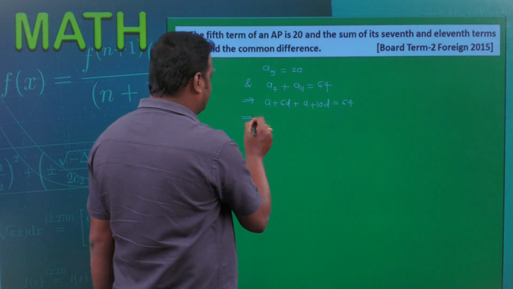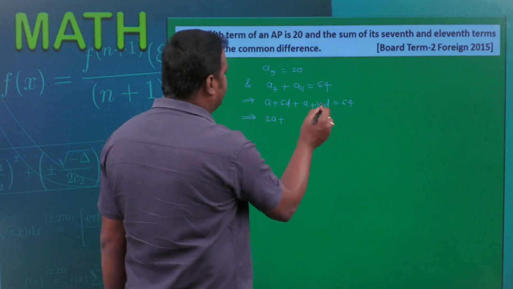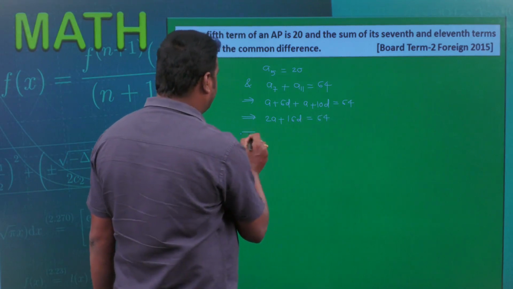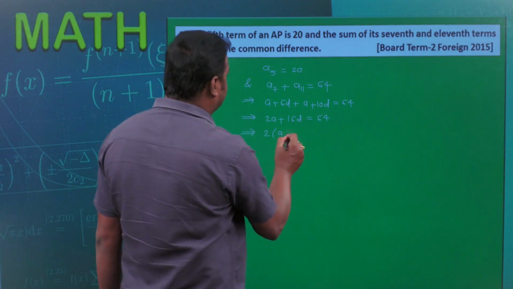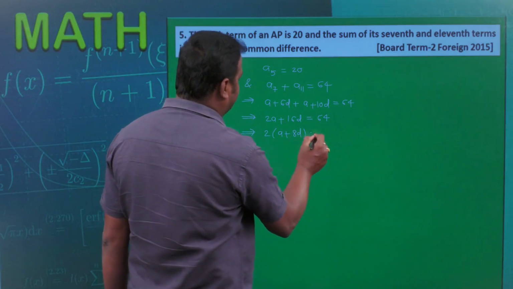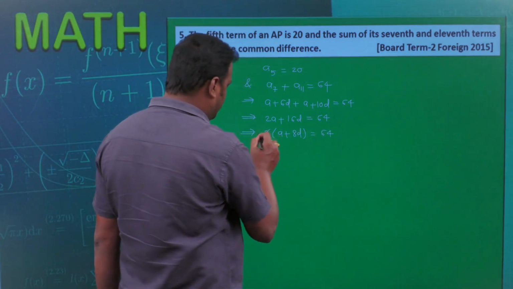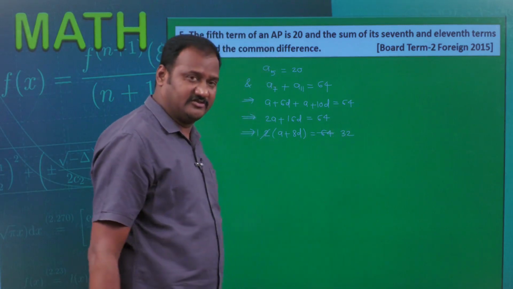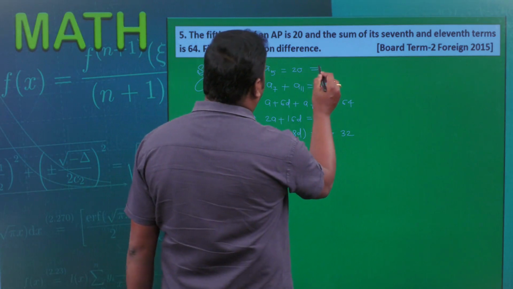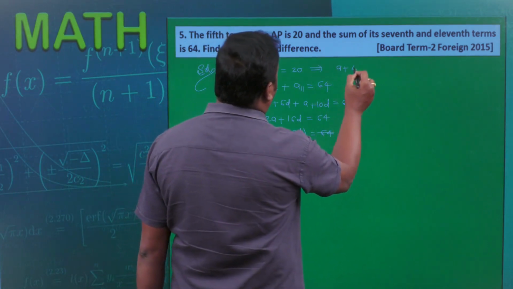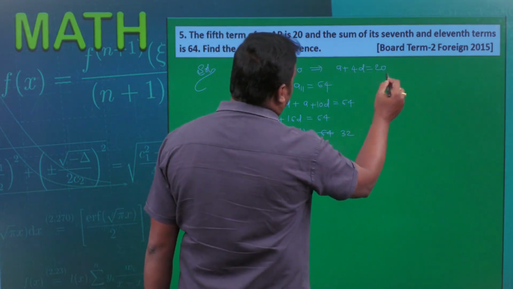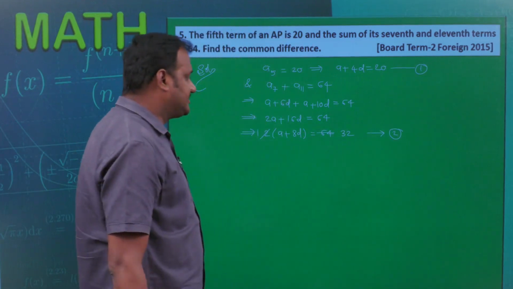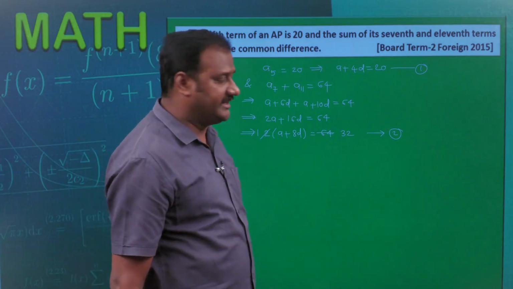a plus a is equal to 2a, plus 6d plus 10d is 16d, is equal to 64. Can we take 2 common here? 2 times a plus 8d is equal to 64. So 2 ones are 2, 32s are 64. So a plus 8d is equal to 32. And what is this? a5 is equal to 20. a5 is a plus 4d is equal to 20. So this is the first equation and this is the second equation. On solving the first and second equations, you can get the values of a and d, right?